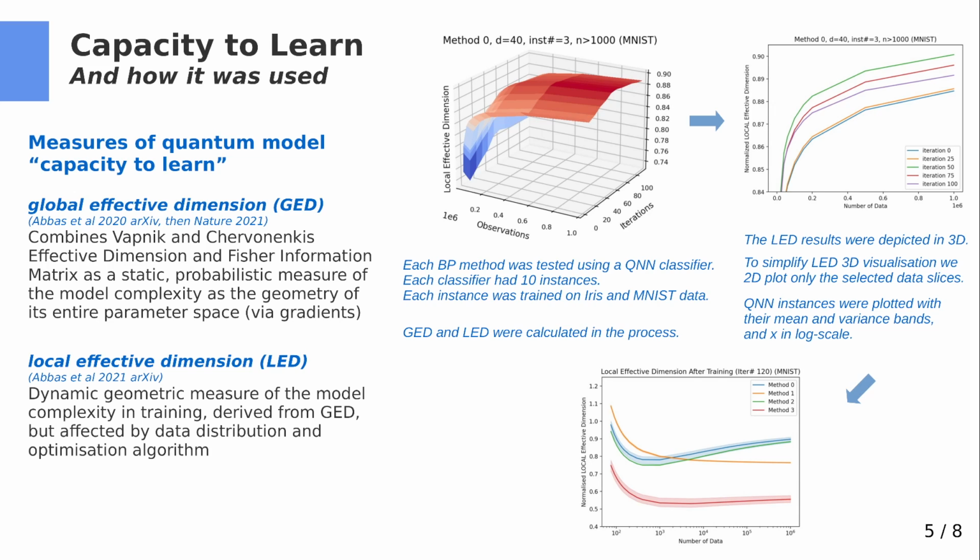The local effective dimension, or LED, is a dynamic geometric measure of the model complexity in training, which is based on GED but affected by data distribution and optimization algorithm.